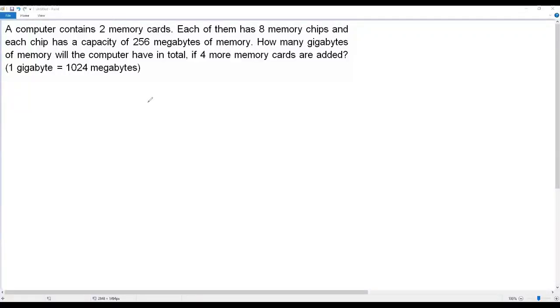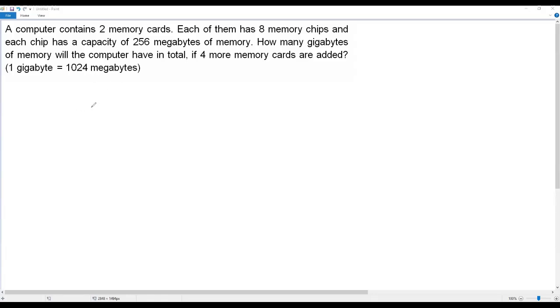Here we have a SAT math question. Okay, let's go with the information. A computer contains two memory cards. Each of them has 8 memory chips and each chip has a capacity of 256 megabytes of memory. How many gigabytes of memory will the computer have in total if 4 more cards are added? And it is given that 1 gigabyte equals 1024 megabytes.